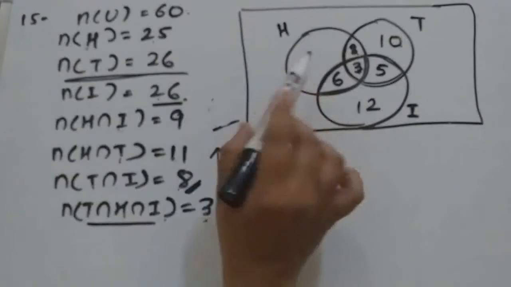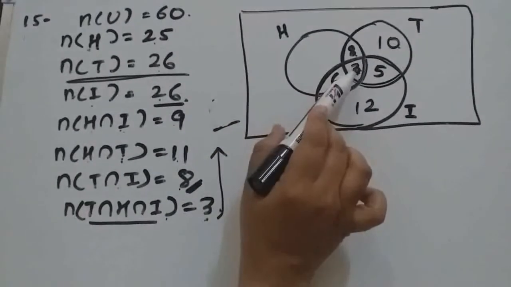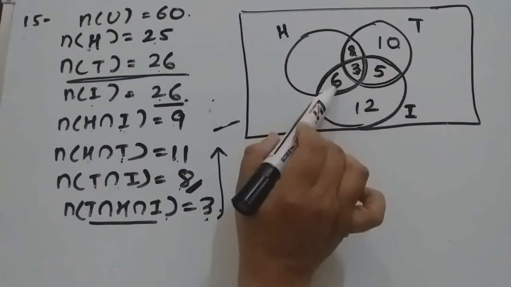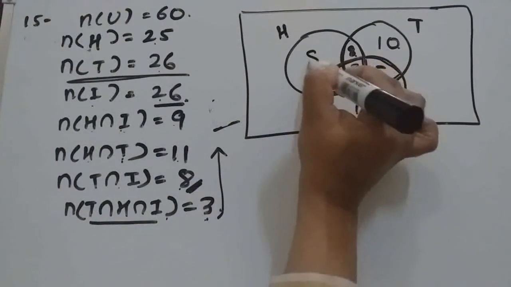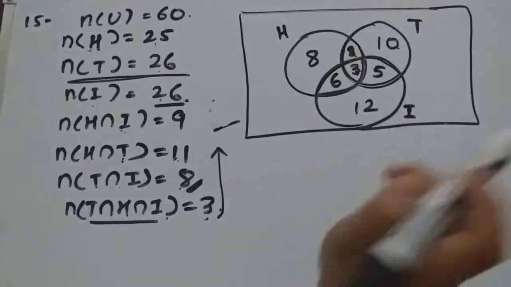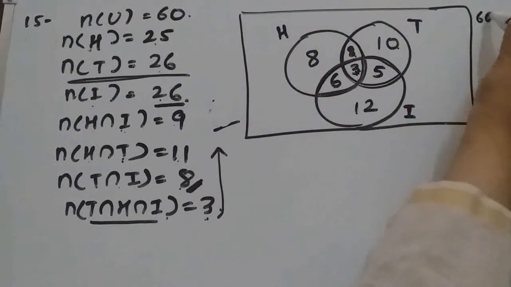Now N of H is 25, but 8 plus 3 is 11, 11 plus 6 is 17, which we already counted. So 25 minus 17 means 8. So this is your complete Venn diagram where the union is 60.